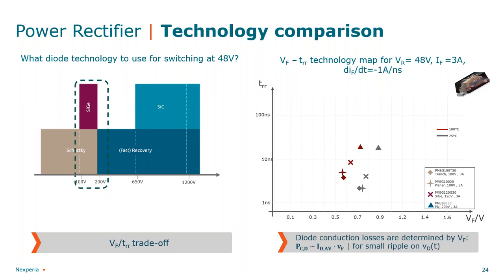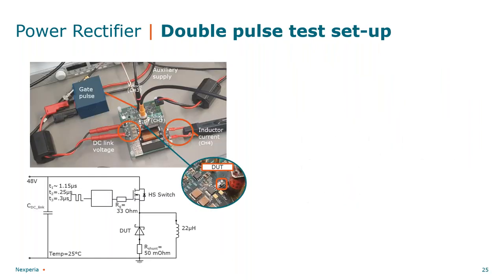So then let's have a look how we can measure and quantify the reverse recovery of these technologies. For this, we use the double pulse test setup, which is depicted in the bottom left corner. And if you recall the buck converter schematic, and imagine that you remove the output capacitors, short the output, and add a shunt resistor to measure the diode current, then you have exactly the same application. And the benefit of the double pulse test is that the reverse recovery charge that you measure is exactly for your application. So all the parasitic effects are reflected in your values.